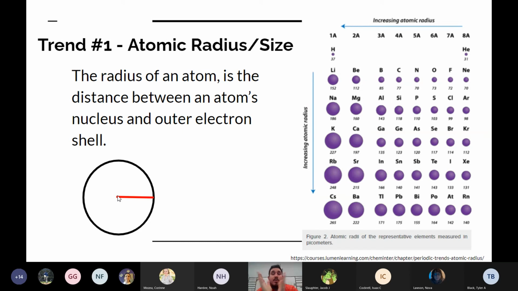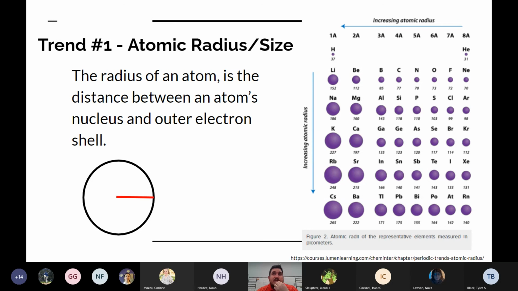All right. So if you look on the periodic table, if you look at the second row, you see that the atom is getting smaller as you go across the table. Now, a lot of kids have a problem with this because as you go across the table, you're adding protons, neutrons, and electrons. Why is the atom getting smaller? Well, you have to remember the protons and neutrons are stuck in the middle. They don't do anything with the size.